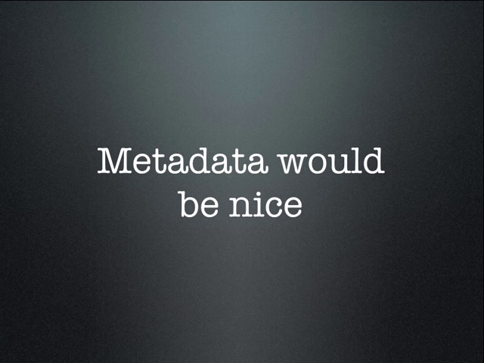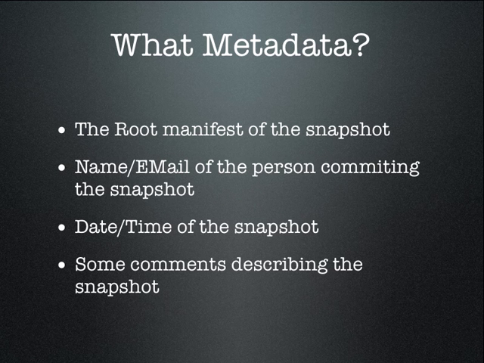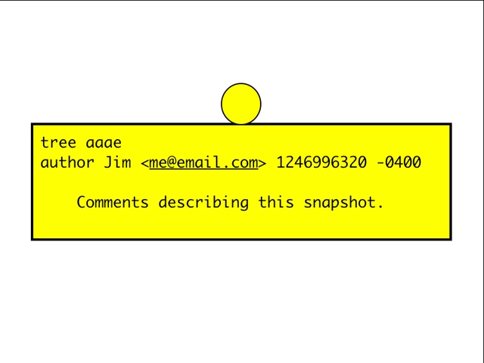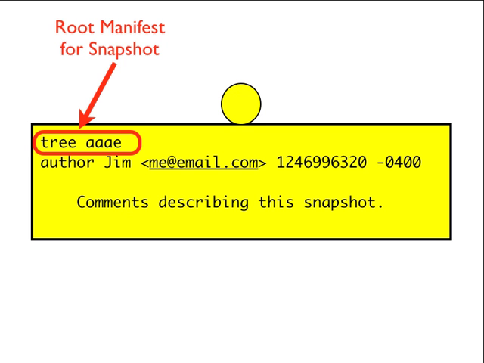Now your boss is quite happy with what you've done so far, but he would like a little extra added to it. It would be really nice if we could keep track of a little bit of metadata along with our snapshots. For example, we need to know who made that snapshot and what time it was made, and maybe some comments describing it. And of course, we want to keep track of the root manifest for that particular snapshot. So we develop a format that looks something like this. We'll keep track of the root manifest by putting its name into a little metadata file here.